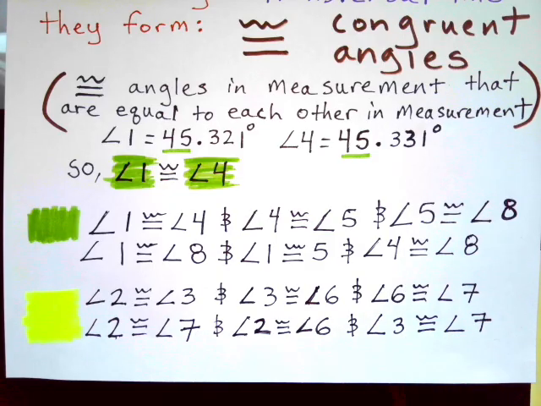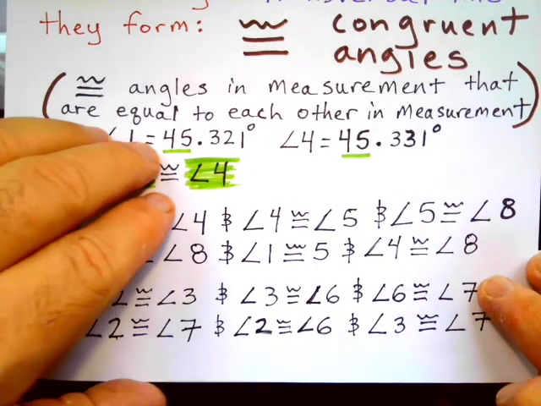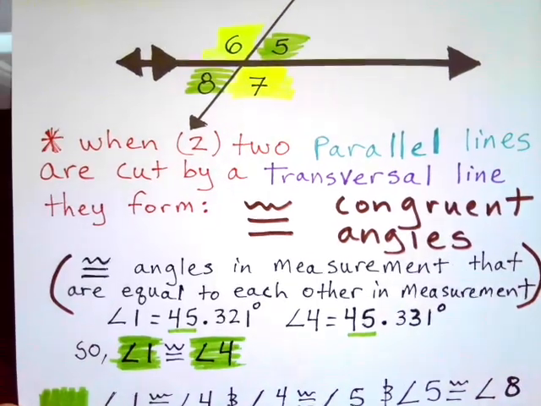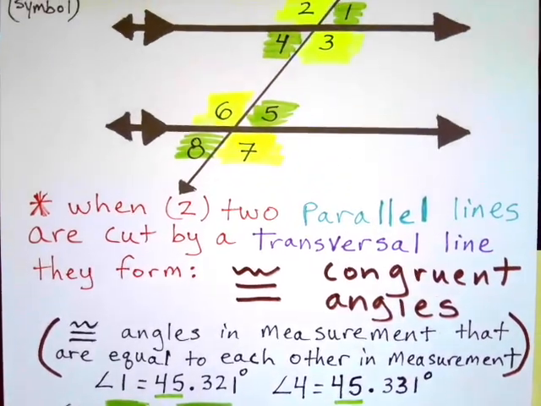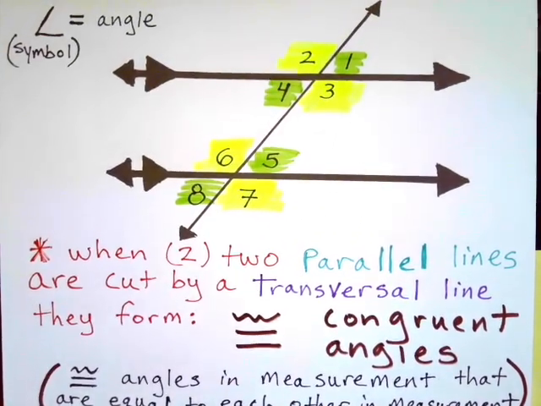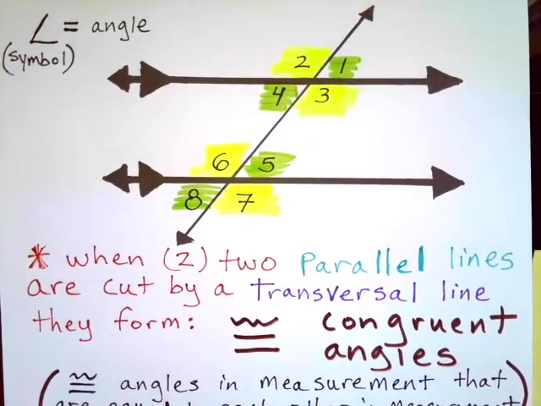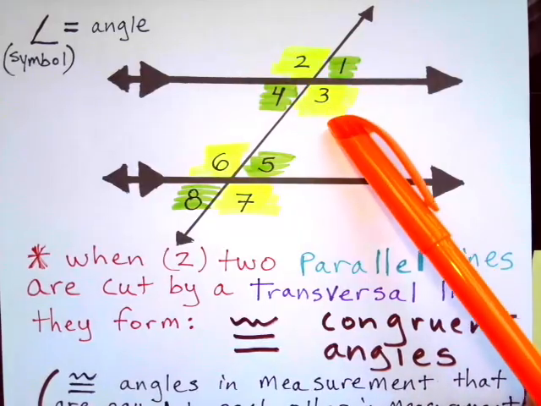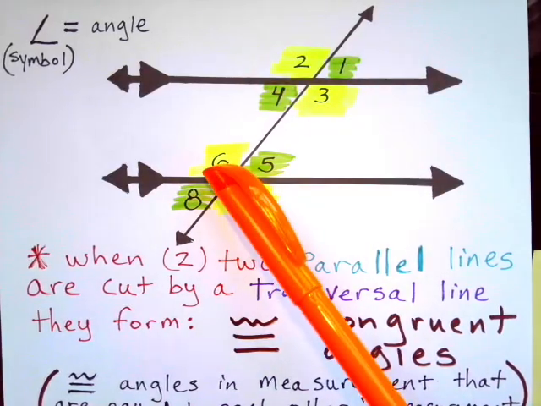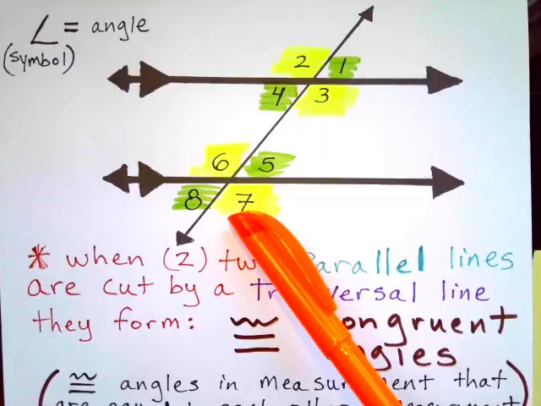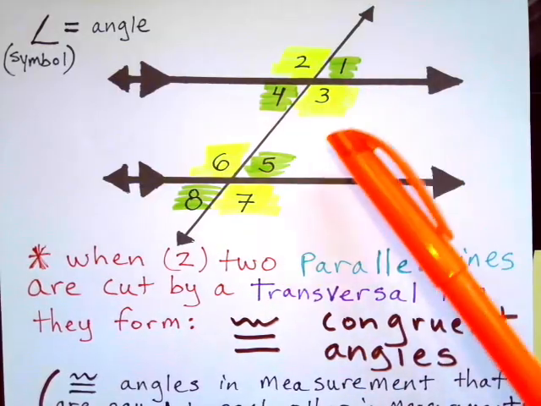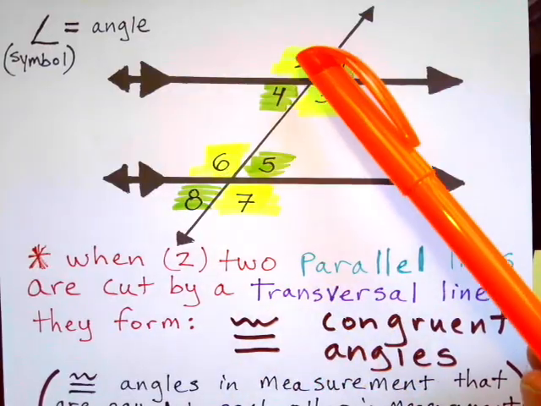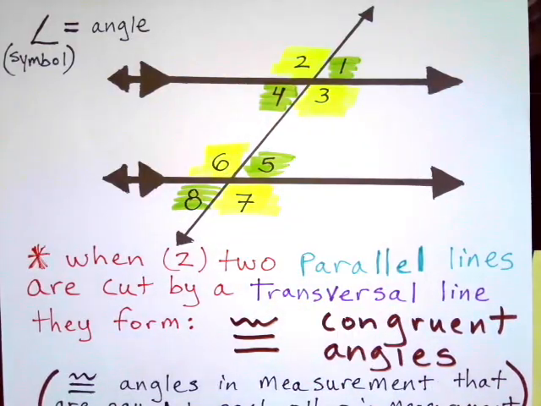So again, if you need to stop, pause, rewind this video for clarity, no problem. Help yourself. That's why I'm making these videos, so you can do just that. So again, everything highlighted in yellow is equal to each other. Angle 2 and angle 3, congruent. Angle 3 and angle 6, congruent. Angle 6 and angle 7, congruent. Angle 3 and angle 7, congruent. Angle 2 and angle 6, congruent. Angle 2 and angle 7, congruent.